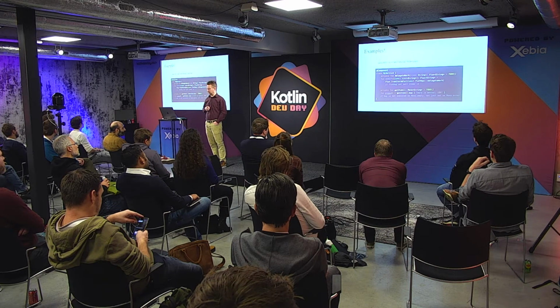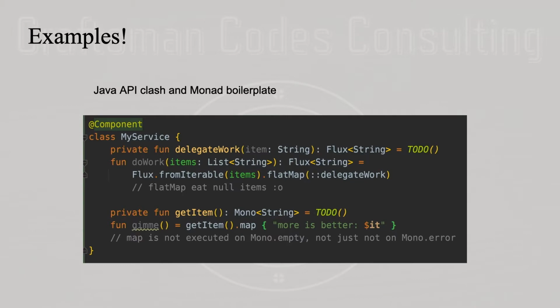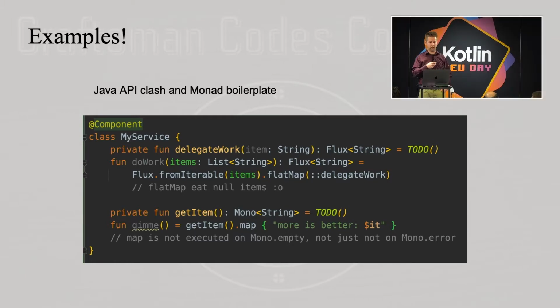So here I have an example where I did my nice work in Flux. I had a list, turned it into a Flux, and then I flat mapped some work in it, which is also a reactive function which calls out to some server somewhere. And then I just flat map it, and it works. And for the mono example, where I just get one value, it's simpler.